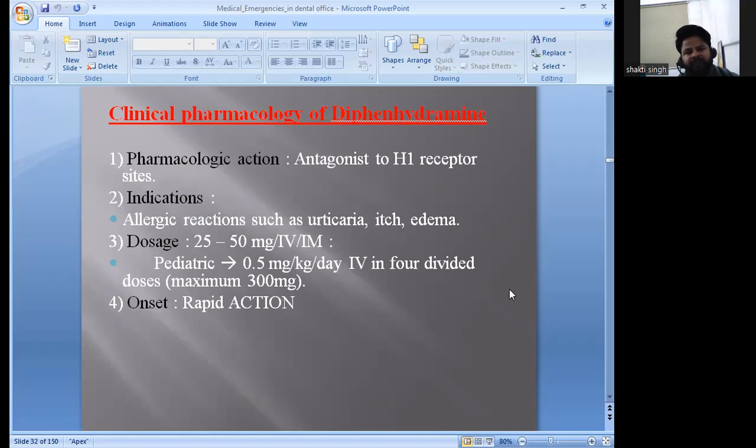Then we come to the clinical pharmacology of diphenhydramine. Its pharmacological action is antagonist to H1 receptor sites. Its indication is at the time of allergic reactions such as urticaria, itching or edema. Its dosage is around 25 to 50 mg IV or intramuscular. In a pediatric patient, it is around 0.5 mg per kg per day intravenous, which can be divided into 4 doses with a maximum of 300 milligrams. Its onset is also very rapid in action.